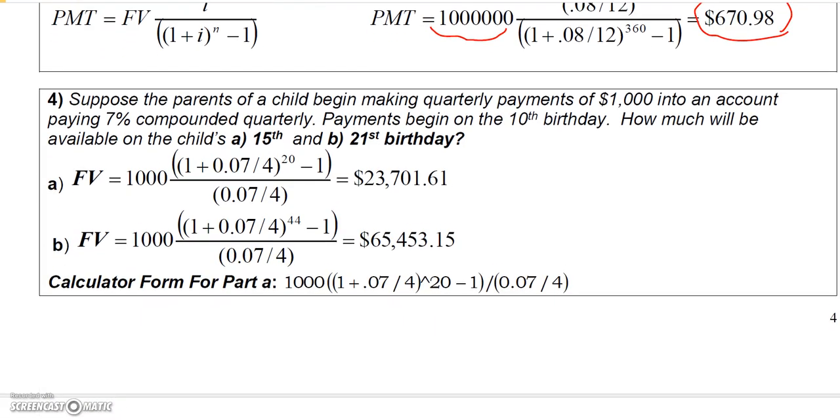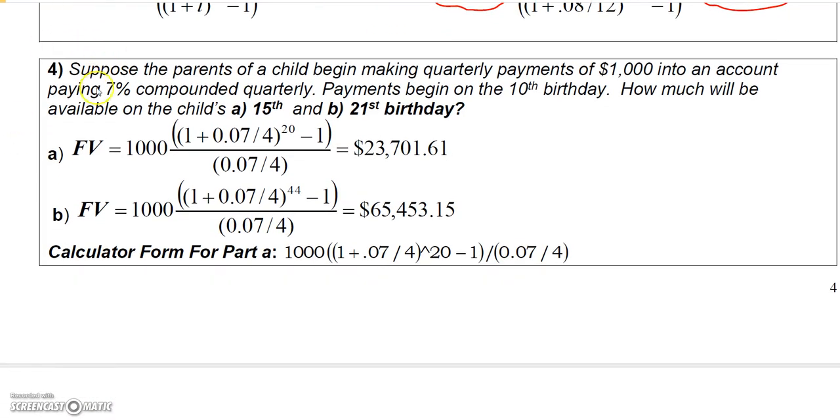Okay, let's take a look at this next one. Suppose the parents of a child begin making quarterly payments of $1,000 into an account paying 7% compounded quarterly. Payments begin on the 10th birthday. How much will be available on the child's 15th birthday? Okay, so really, again, this is just a future value problem, annuity.